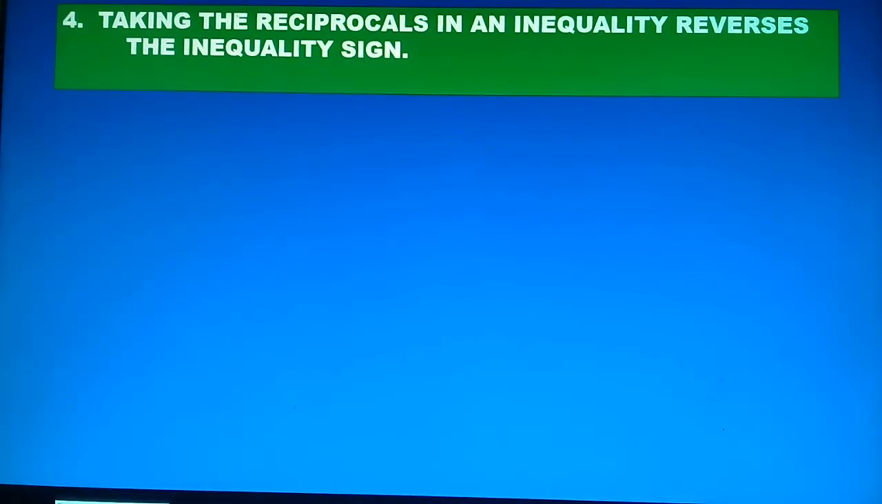Okay, our rule number 4 says taking the reciprocal in an inequality reverses the inequality sign. This is an example. If I have 2 less than 5, then the reciprocal of 2 is 1 divided by 2, and the reciprocal of 5 is 1 divided by 5. Because I'm taking the reciprocal, I have to change the inequality sign. I have 2 less than 5. Now I have a half greater than 1/5.